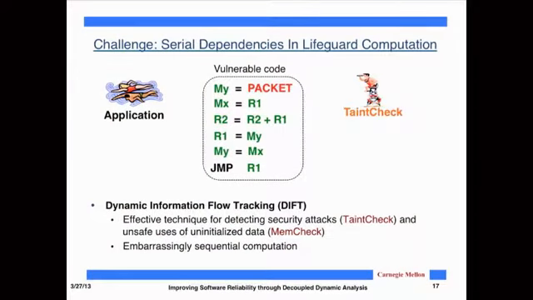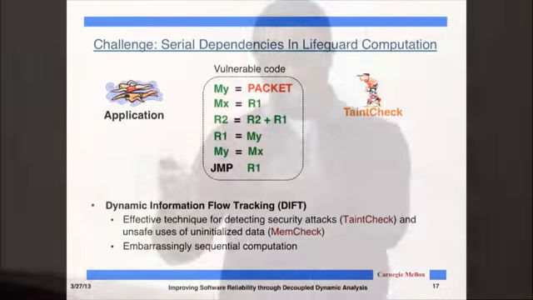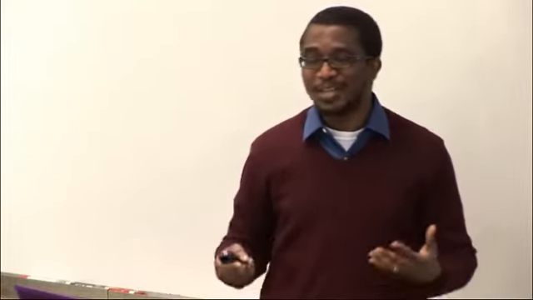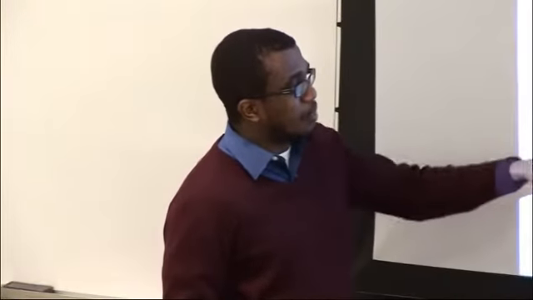Right. As the questioner suggested, there are serial dependencies in what the Lifeguard is doing. In particular, TaintCheck is a perfect example of this, like I showed before. In order to detect the security attack, TaintCheck needs to track the propagation of data, and this is inherently sequential. In fact, TaintCheck falls into this class of Lifeguards that do this kind of propagation, called dynamic information flow tracking, or DIFT for short. And Memcheck, which detects unsafe uses of uninitialized memory or uninitialized data, also has the same behavior. The computation they do is very sequential. So how do you handle this?